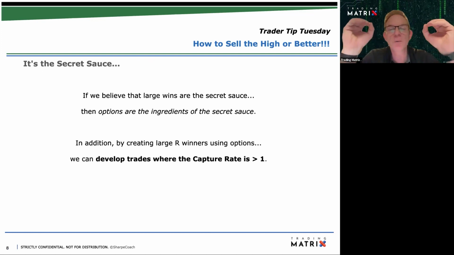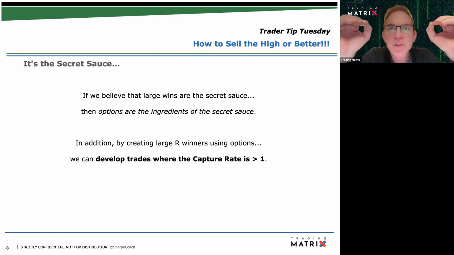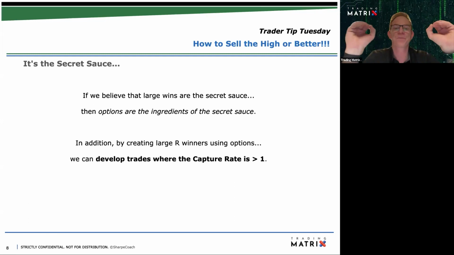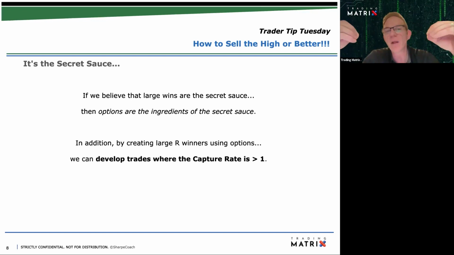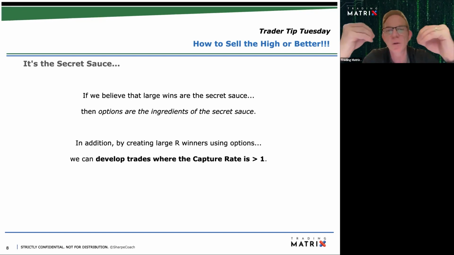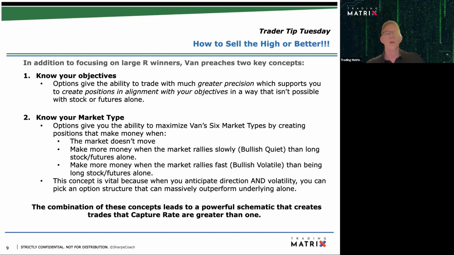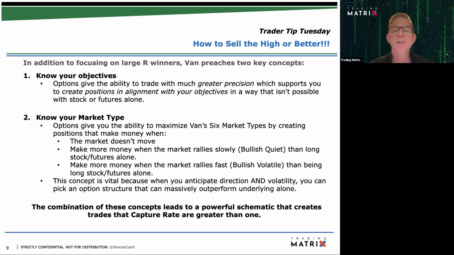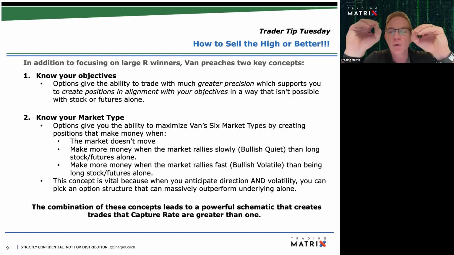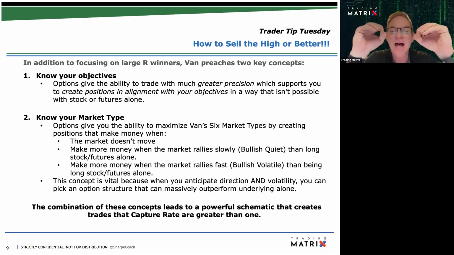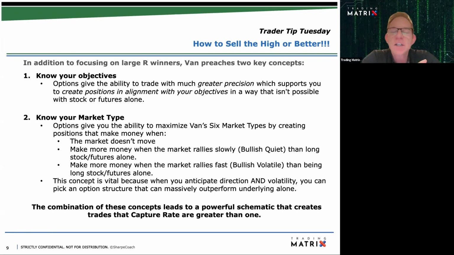If we believe that large wins are the secret sauce, then options are the ingredients of the secret sauce. By creating large R winners using options, we can develop trades where the capture rate is greater than 1. In addition to focusing on large R winners, Van would preach two key concepts. One, know your objectives. Options give you the ability to trade with much greater precision than trading the underlying, which lets you create positions in alignment with your objectives. This is in a way that's not possible with stock or futures alone.